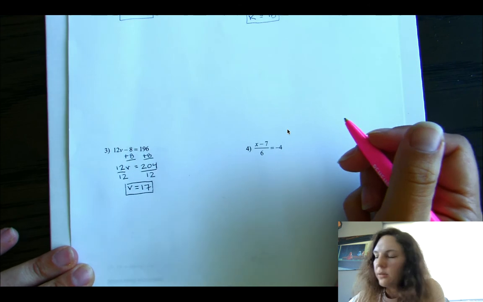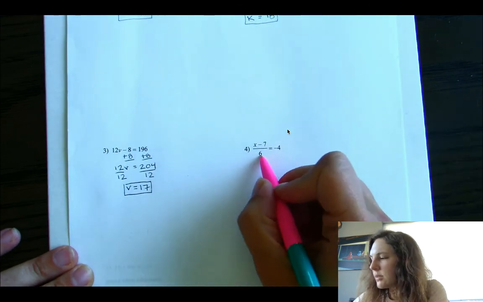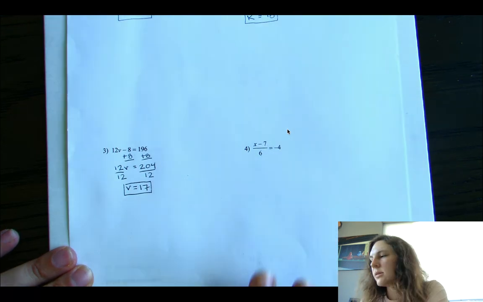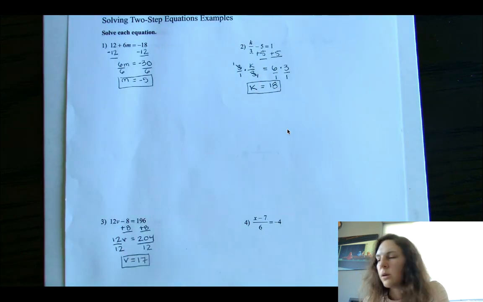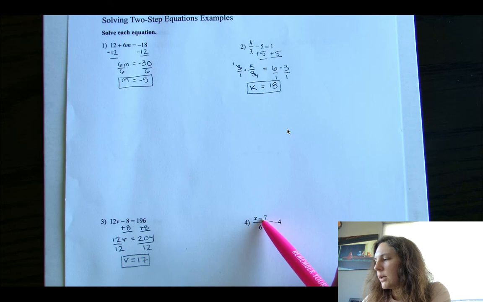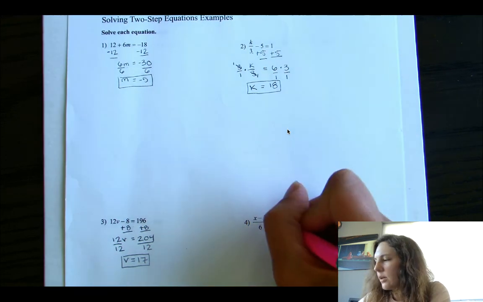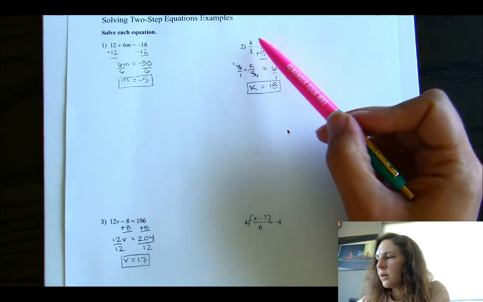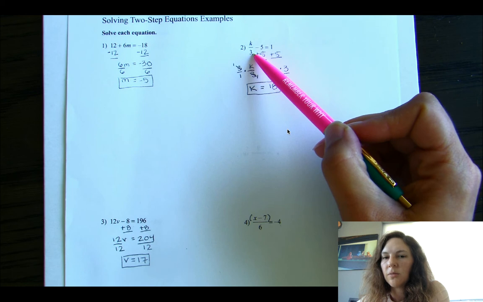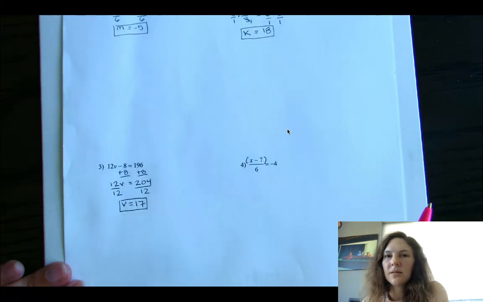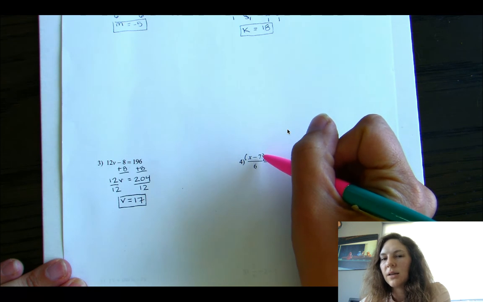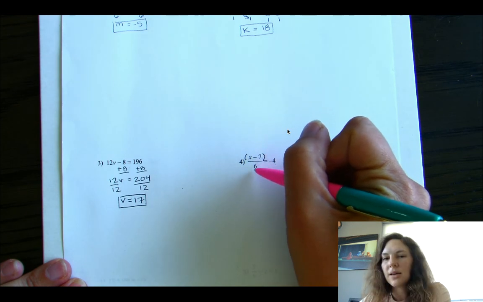Our last example is x minus 7 divided by 6 equals negative 4. I want to point out that this is different from example number 2. So notice how in this example, x minus 7, all of that is divided by 6. So it's like if I have parentheses around it. Whereas in number 2, only the variable is being divided by 3. So in this case, instead of moving the 7 up here, I need to actually undo the division that's happening.